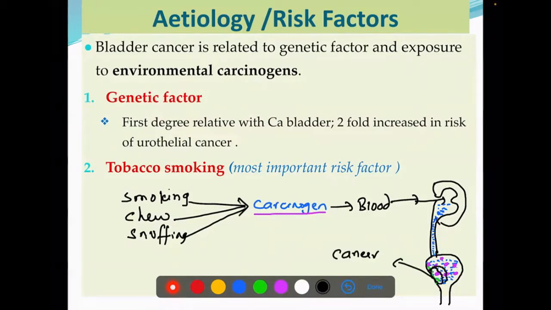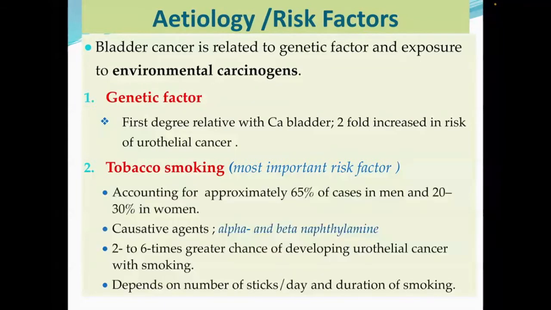So the agent that causes malignancy after consuming tobacco is alpha and beta naphthylamine, okay? Please remember that chemical, okay? So see, alpha and beta naphthylamine. So it depends on duration. If anyone smokes for a longer duration, he has a higher chance of getting cancer. If anyone smokes more cigarettes a day than others, then he has a higher chance of getting cancer. So it is directly proportional to the number of cigarettes you smoke and the duration of smoking.